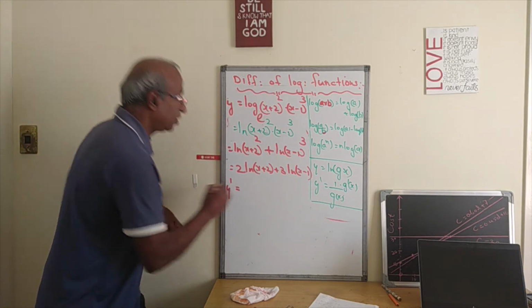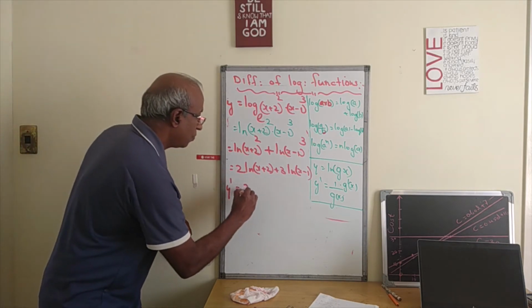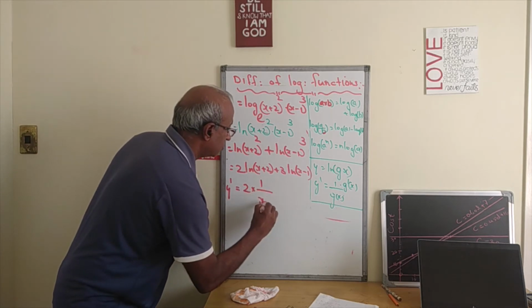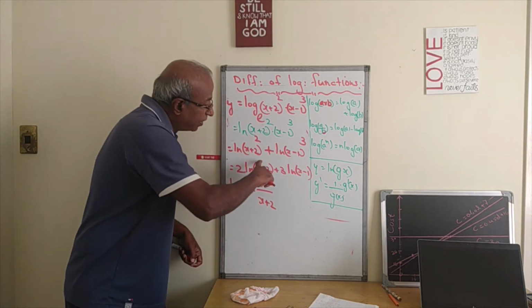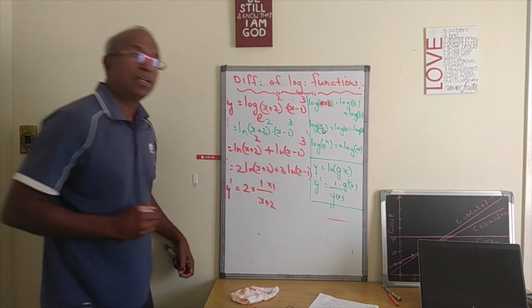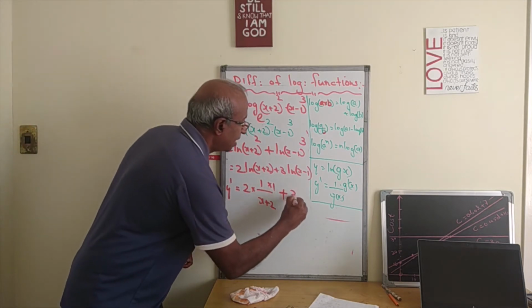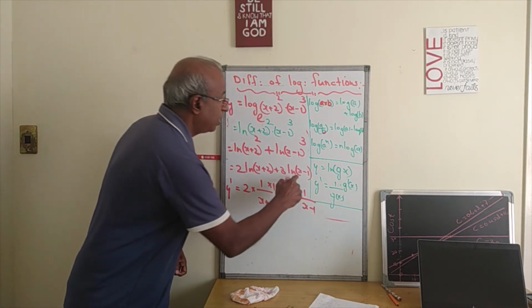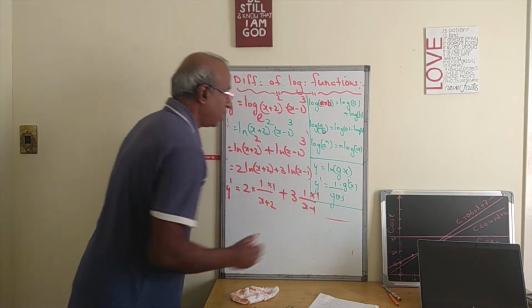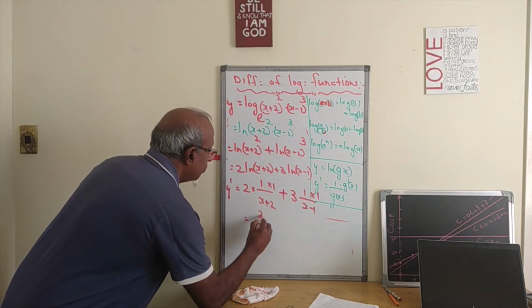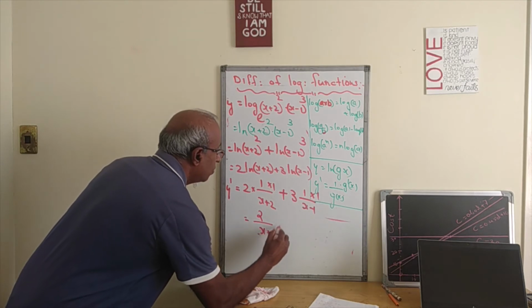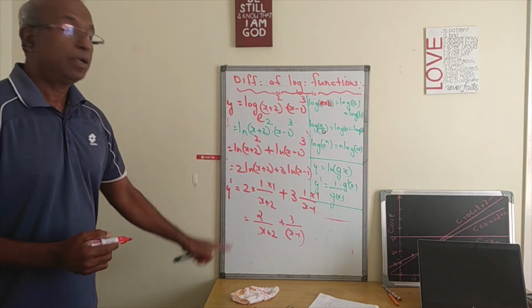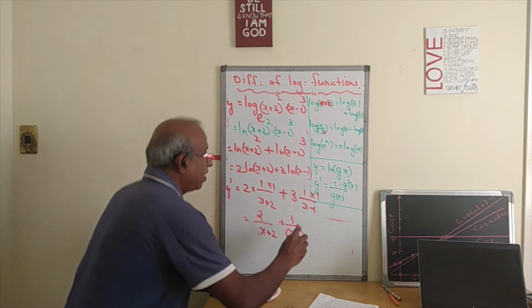We have y dash is equal to 2 times ln of (x plus 2). When you differentiate, we have 1 over x plus 2 times the chain rule, you differentiate that, we get 1, plus 3. When you differentiate ln of (x minus 1), we have 1 over x minus 1, differentiate the bracket x minus 1, we have 1. Okay, let's tidy up: 2 over x plus 2 plus 3 over x minus 1. If you want, you can stop there. But this is a fraction, let's simplify one more step if you want.